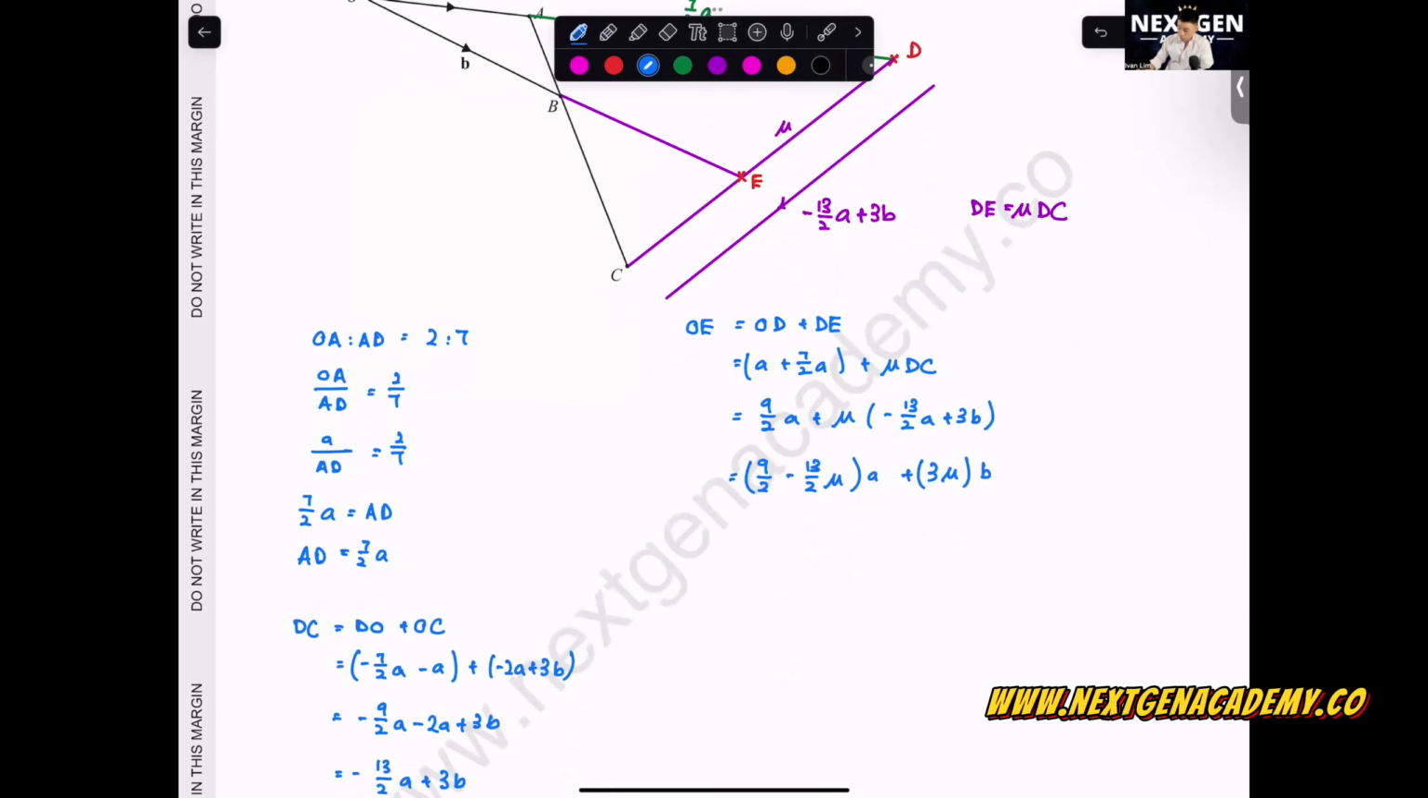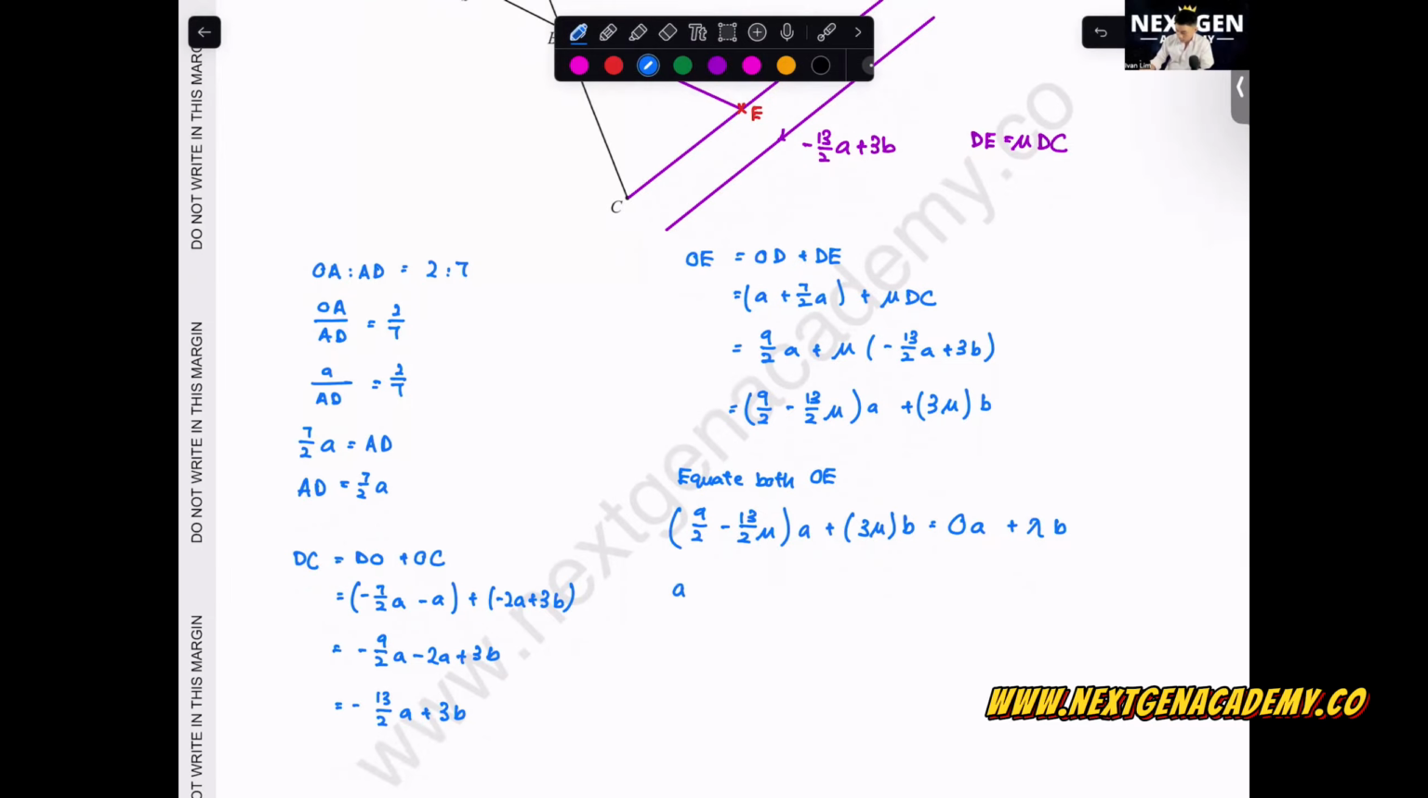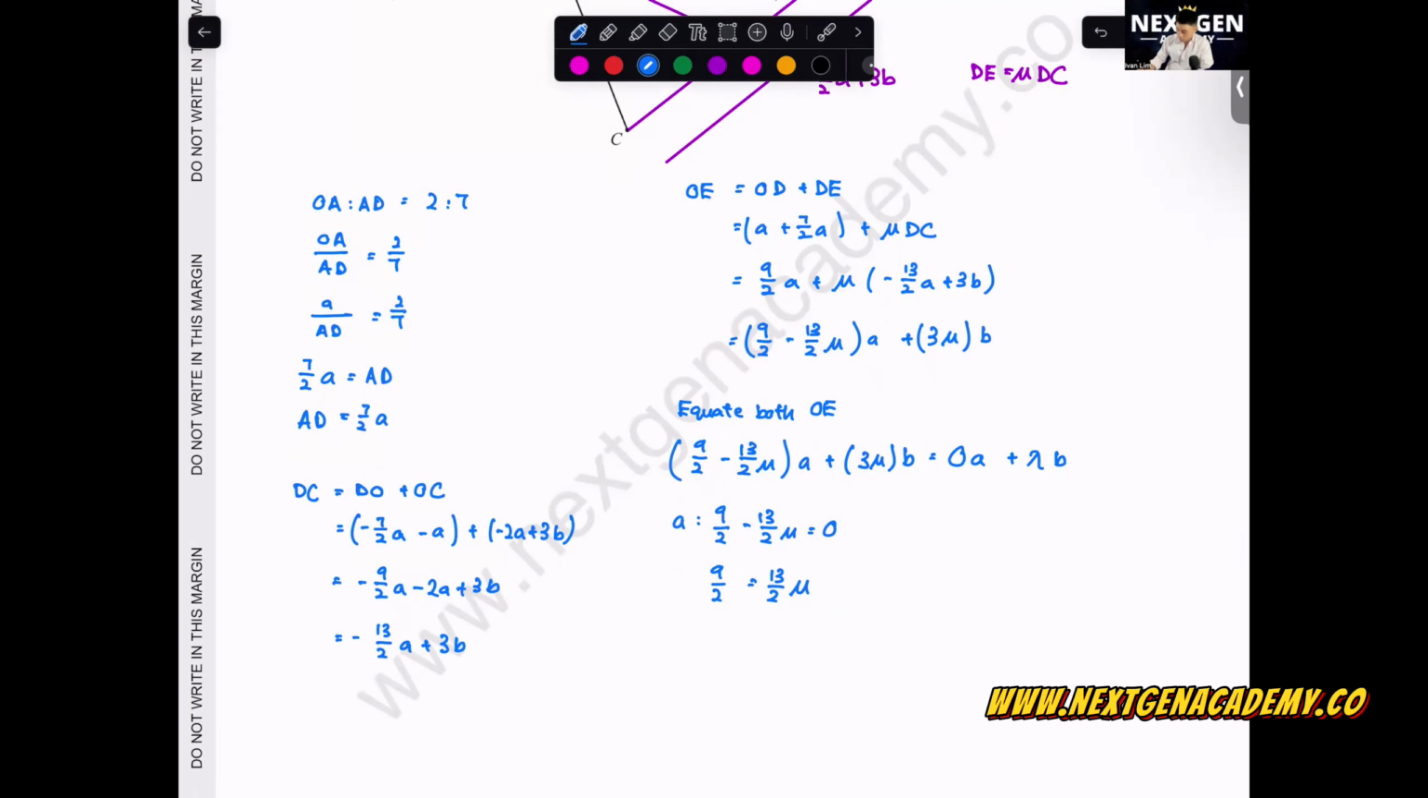Now we've got two expressions of OE. We're going to equate both OE to each other. 9 over 2 minus 13 over 2 mu A plus 3 mu B. Okay, what's given to us? Lambda B. So we can say it is 0A plus lambda B. Okay, we're going to equate the A with the A. A is 9 over 2 minus 13 over 2 mu equals to 0. 9 over 2 equals to 13 over 2 mu. Okay, both the two cut off with each other, then we'll get mu equals to 9 over 13.